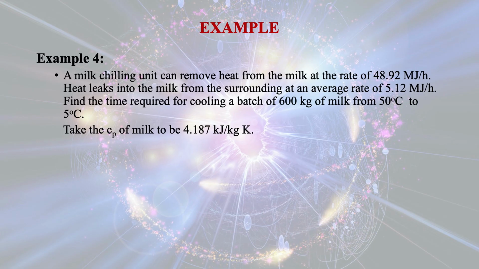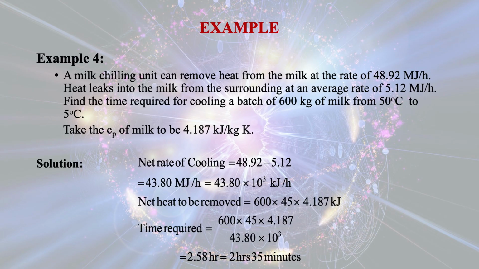Find the time required for cooling a batch of 600 kg of milk from 50 degrees centigrade to 5 degrees centigrade. The specific heat of milk is given as 4.187 kilojoule per kg. First of all, let us see what the net effective heat removal rate is.